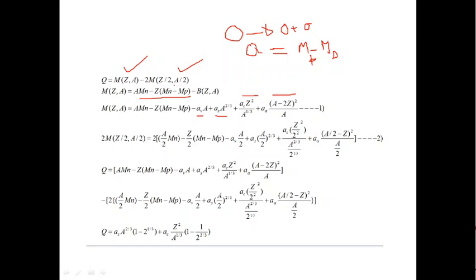Now 2m(Z by 2, A by 2): wherever there is Z, I'm going to put Z by 2, and wherever there is A, I have put A by 2. The 2 of course is there outside the bracket. Instead of A, I have put A by 2 raised to 2 by 3. Z squared has been written as Z squared by 2 squared, that is 4, divided by A, where A has now become A by 2. So each one of them is raised to the power.